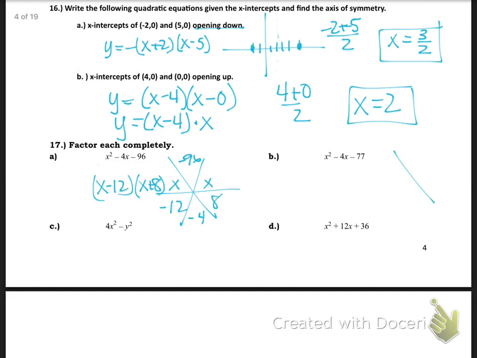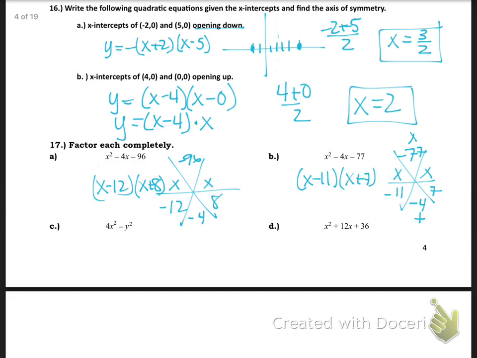Okay, this one we go into it. Negative 77, negative 4, x and x. So negative 11 and 7. So x minus 11, x plus 7, because remember it multiplies to here, adds to here.